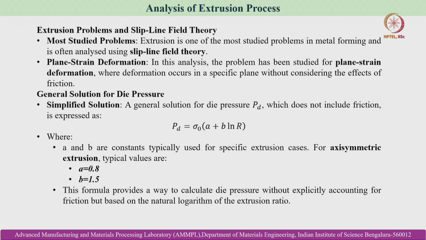Now, the general solution for die pressure. A simplified general solution for die pressure which does not include friction can be expressed as P d is equal to sigma 0 into (A plus B ln r), where A and B are constants typically used for specific extrusion cases. For axisymmetric extrusion, typical values of these constants A and B are 0.8 and 1.5 respectively. This formula provides a way to calculate the die pressure without explicitly accounting for friction, based on the natural logarithm of the extrusion ratio.